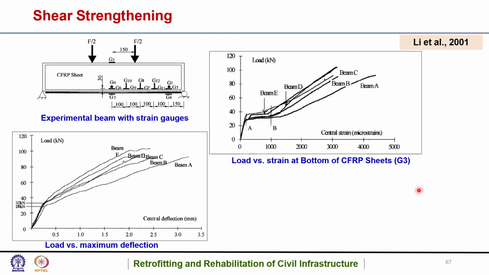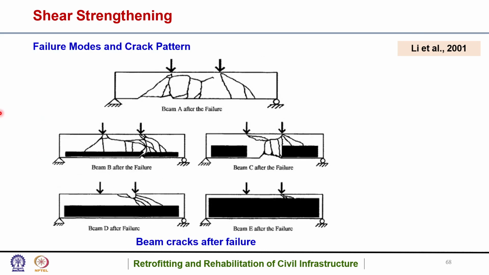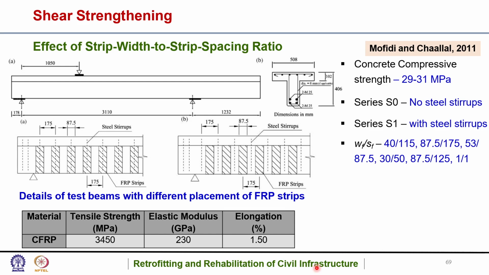Okay, so this was the experimental beam with strain gauges, and these were the results of load versus strain at the bottom of the CFRP sheets, and this was the load versus maximum deflection. So these were the failure modes and crack patterns. This was beam A after the failure. This was beam B, C, D, and E. So these were the beam cracks after failure.